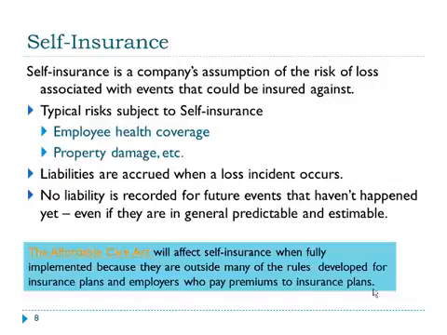Liabilities are accrued for self-insurance when a loss incident actually occurs. Because in accounting we only include changes in assets, liabilities, and owner's equity for past transactions, a company that self-insures for employee health coverage doesn't have a liability to accrue until an employee actually gets sick or actually avails themselves of health coverage. No liability is recorded for future events that haven't happened, even if they are in general predictable and estimable.